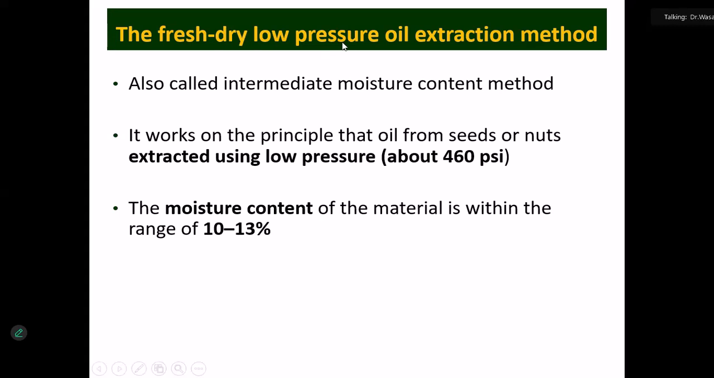When you apply the low pressure method, what should be the moisture content of the raw material, coconut? 10 to 13. Otherwise oil will not come. Then what is the problem? If we have too much moisture, 15, 20, then the resulting oil is having water.